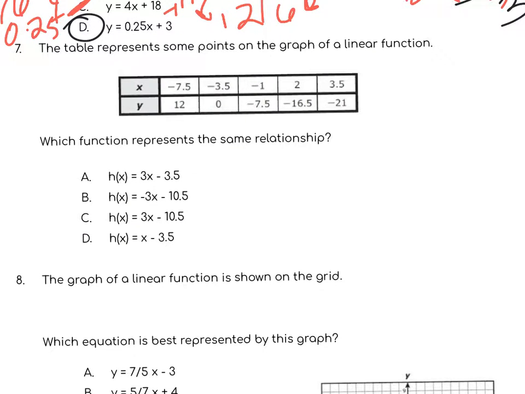Okay, number 7. The table represents some points on the graph of a linear function, and now we need to figure out what the function is. So, just like we did with the other table, we're going to figure out the slope, but then we need to figure out the y-intercept. Remember, that's where x equals 0, not y. So I think some people saw this and thought that was the y-intercept. That's not true. That's something else. We're going to learn about that next week. It is something specific.